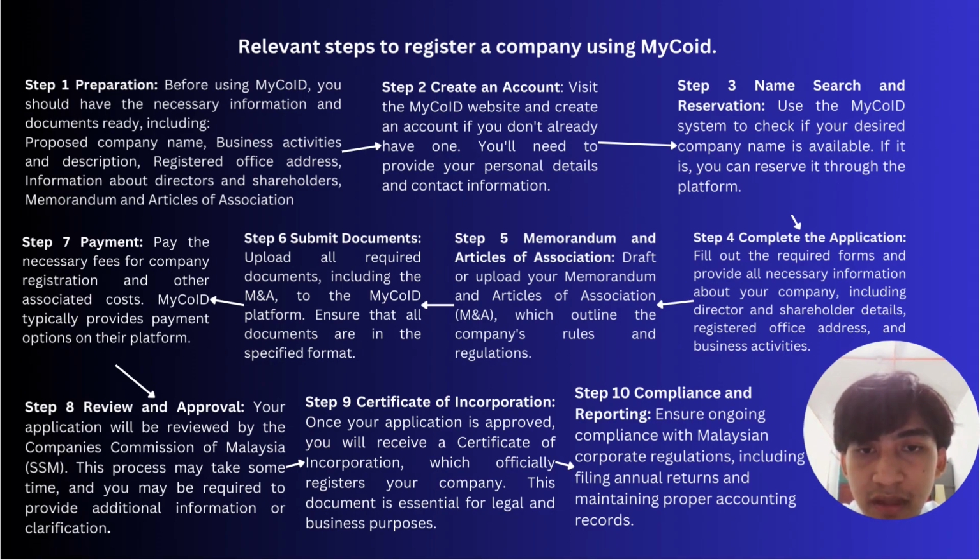Step 9. Certificate of Incorporation. Once your application is approved, you will receive a certificate of incorporation, which officially registers your company. This document is essential for legal and business purposes.